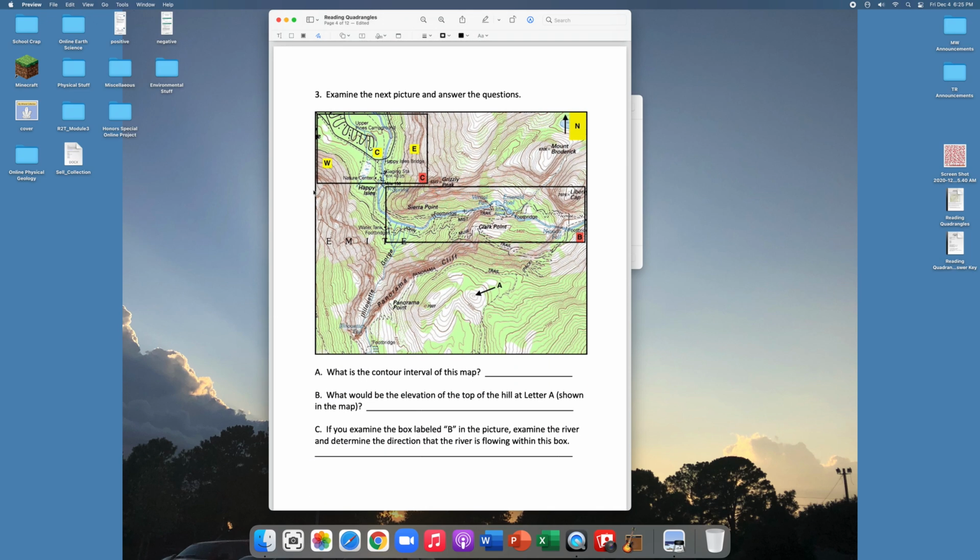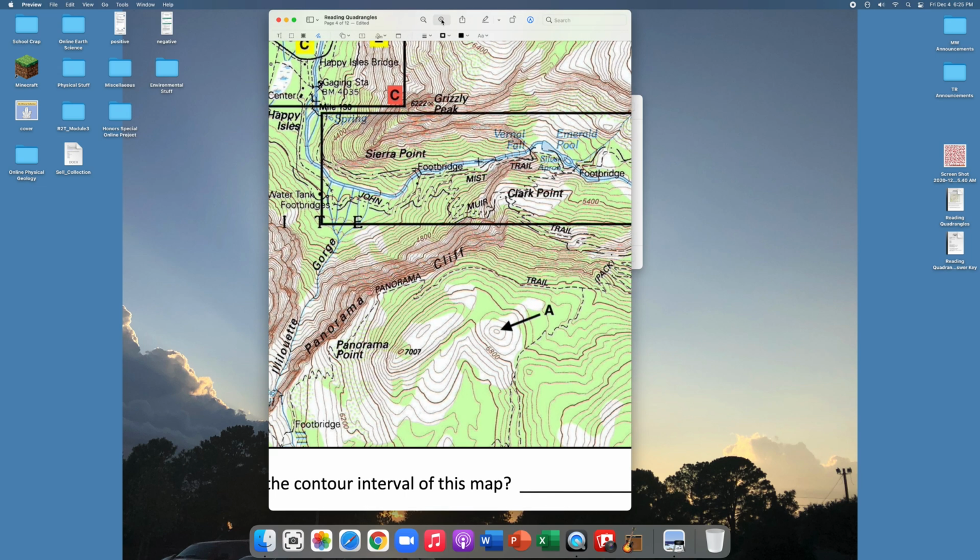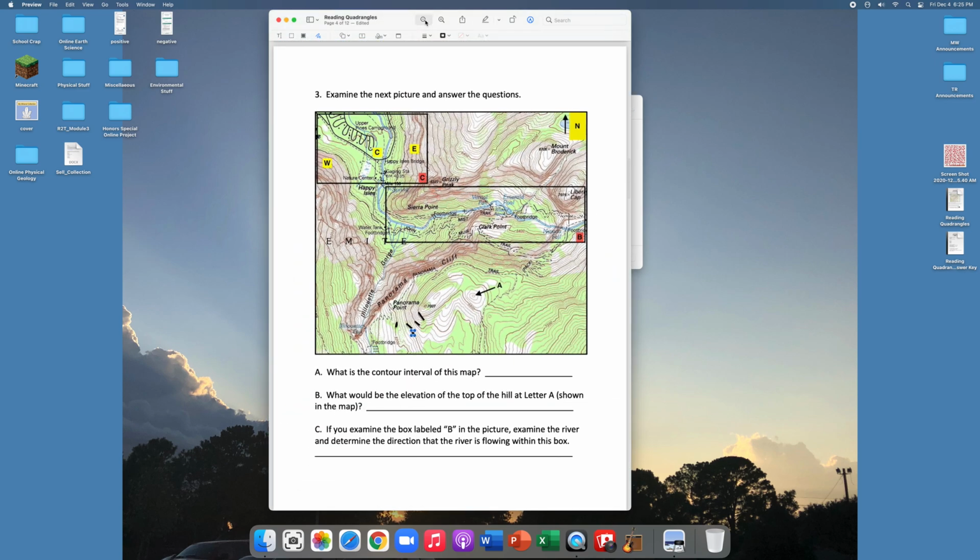Okay, number 3, A. What is the contour interval of this map? Again, I have to zoom in to look at it a little bit more carefully. So there's 6,200. I see a contour line here, and then 6,800. So I'm assuming this line here is 6,400. That means that the contour interval is going to be 40 feet. Okay, because the darker lines are index contours, and there's 5 contour lines in between each index contour.